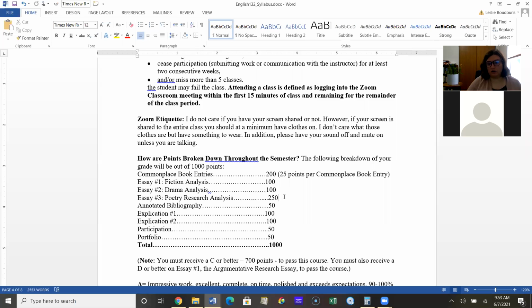According to Lewis and Clark, again, not my rule, Lewis and Clark states that if you earn a D or less on that final paper, you cannot pass the class, no matter what you did.